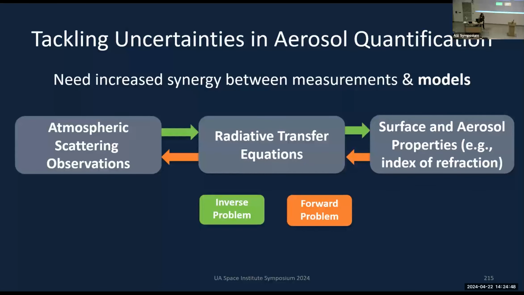Today, I'm going to focus mostly on the models, the algorithm side of things. If you hear me say radiative transfer model, this is what I mean. They have an inverse problem and a forward problem, where you have the atmospheric scattering observations that can be fed into a radiative transfer algorithm to solve the equations to get your surface and aerosol properties like index of refraction, optical properties, as well as size and mass. Or you could go the other way. If you know your aerosol type, you can start modeling atmospheric scattering observations.